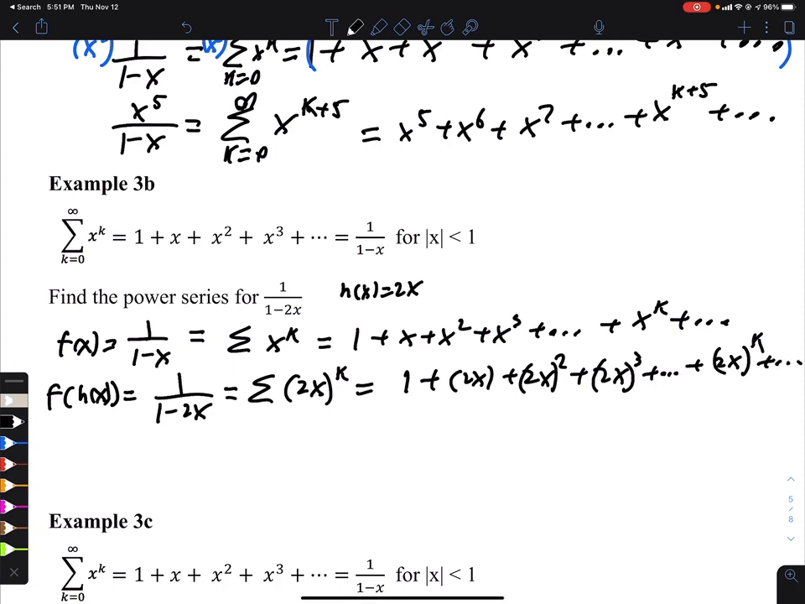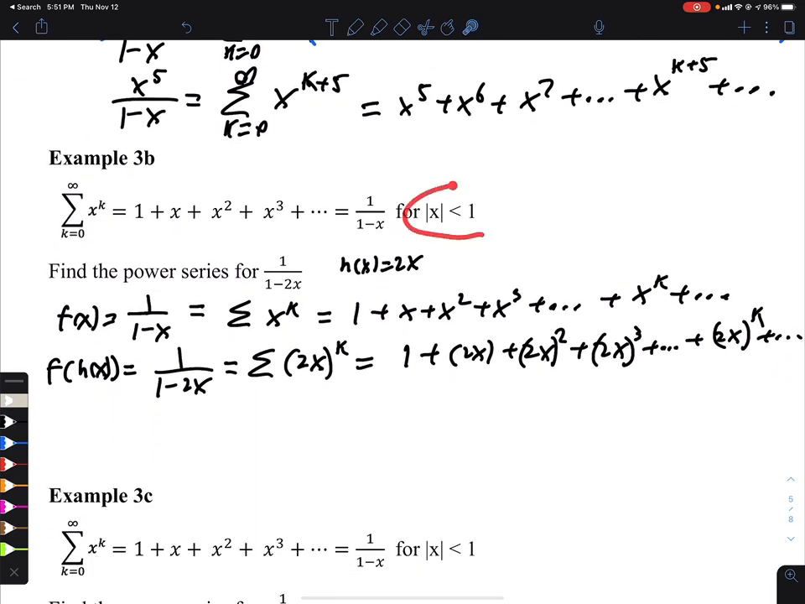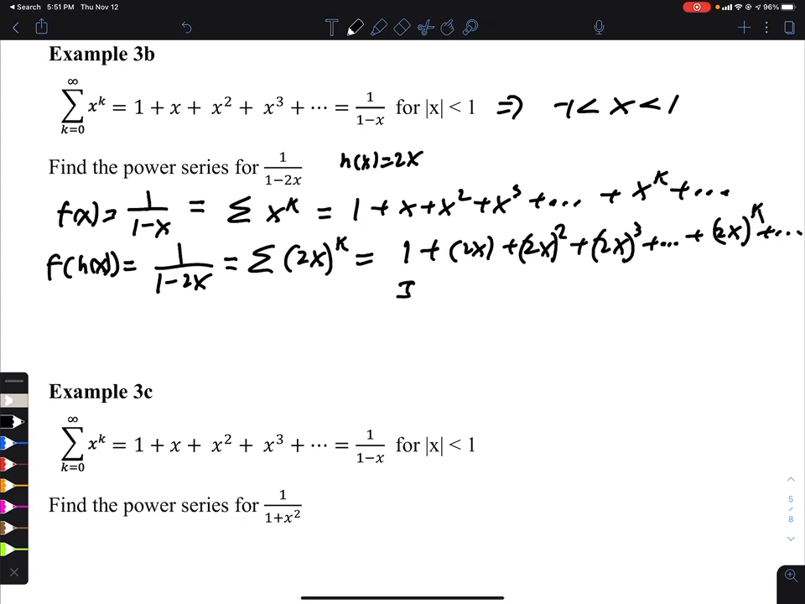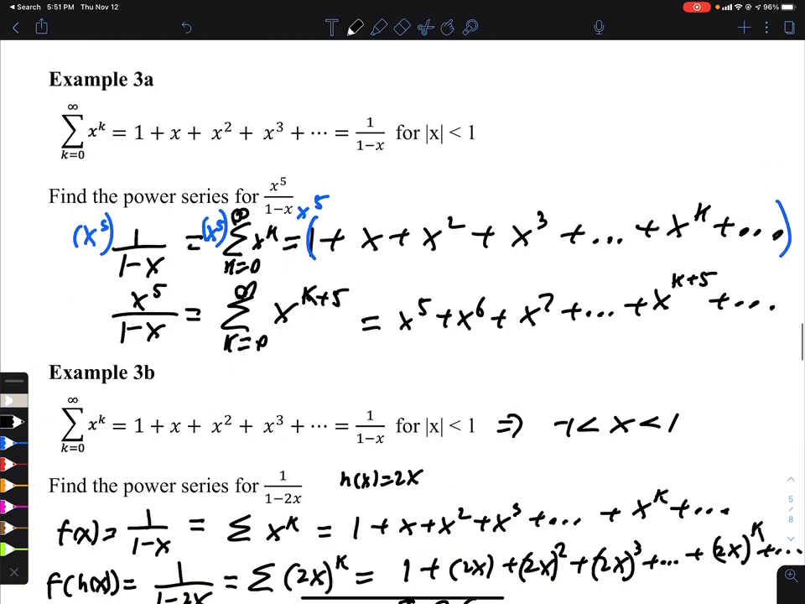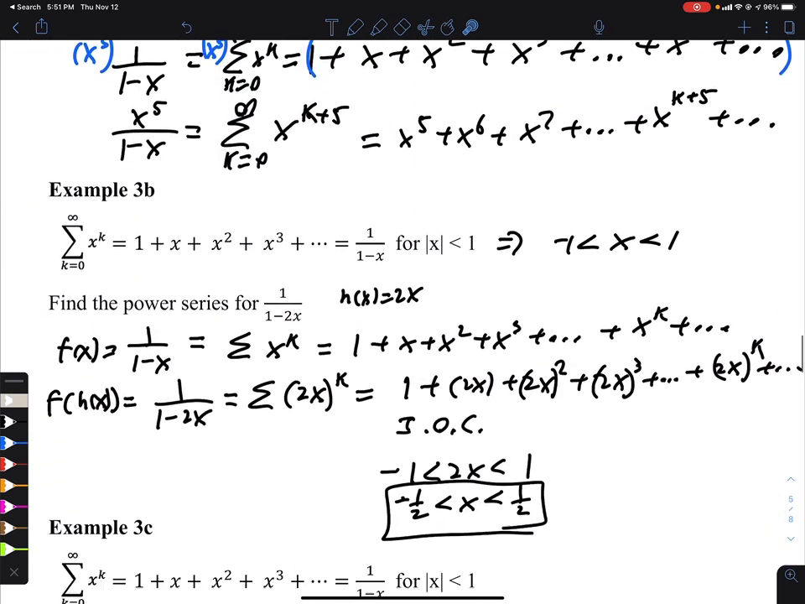Now what you need to know, we're assuming the original had this interval of convergence, right? But my new interval of convergence is going to change because I'm replacing x with 2x. Divide everything by 2, so now that changes to a new interval of convergence. So for the first two, the interval of convergence doesn't change, but for this one it does, and you need to place h of x inside your interval and solve for your new x. And that's what we did on example B.